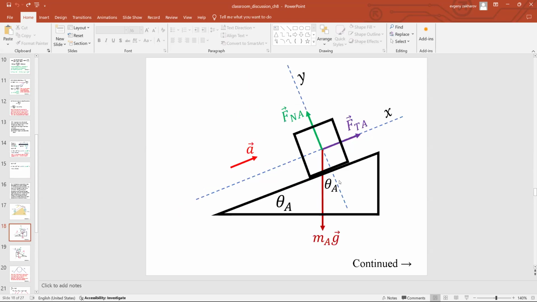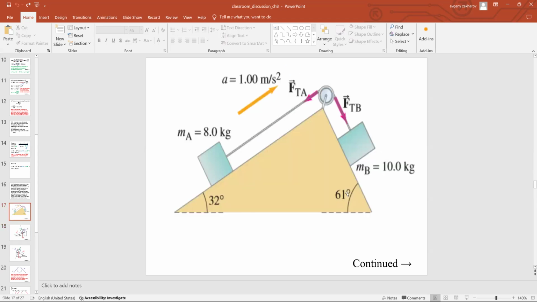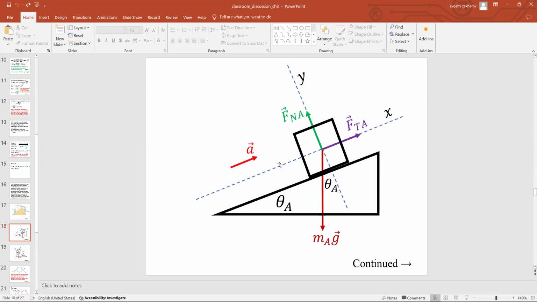Here's the free body diagram for block A right here. There is a string, a rope, or a cord, so there's going to be tension from the rope onto the block. Along the string, cord, or rope, it's always like that. Normal force, normal is perpendicular to the surface. So if the surface is inclined, normal is perpendicular to that surface. And gravity is downward. Gravity is towards the center of the Earth.